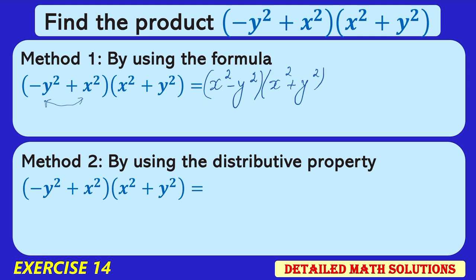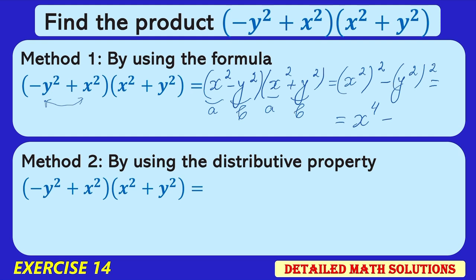This way, I have x squared corresponding to the a in the formula and y squared corresponding to the b in the formula, which equals x squared to the power of 2 minus y squared to the power of 2, which equals x to the fourth power minus y to the fourth power.